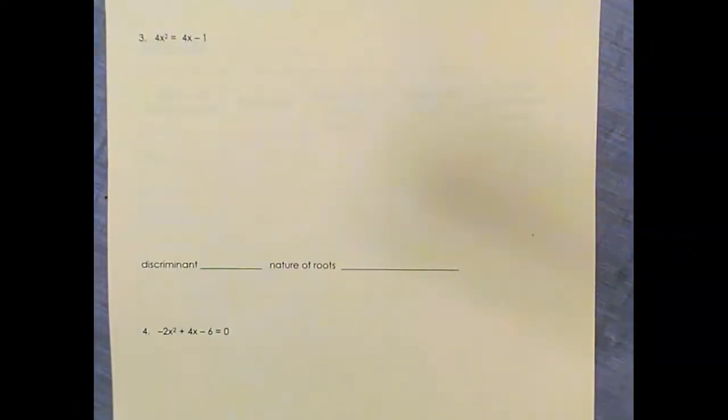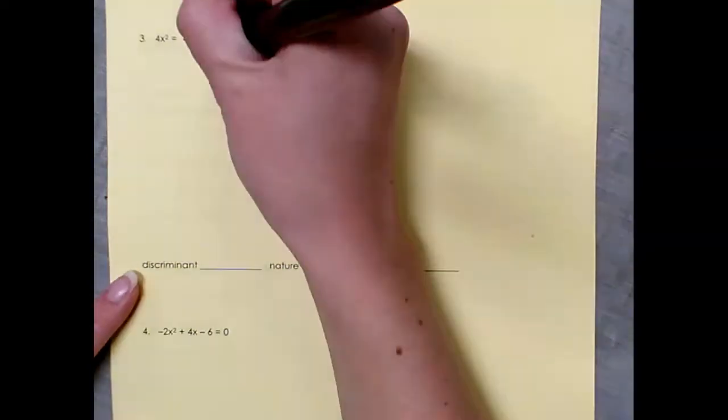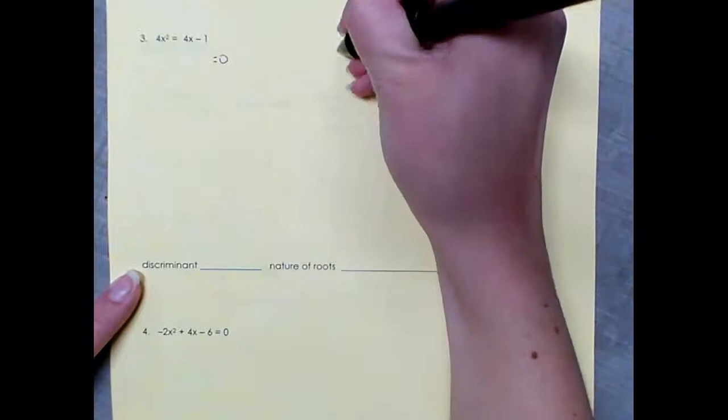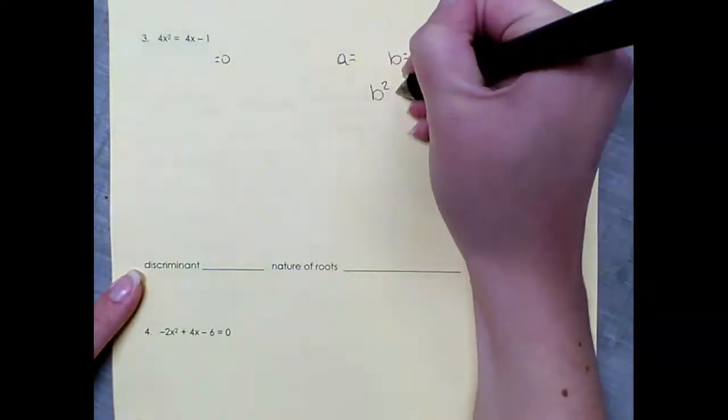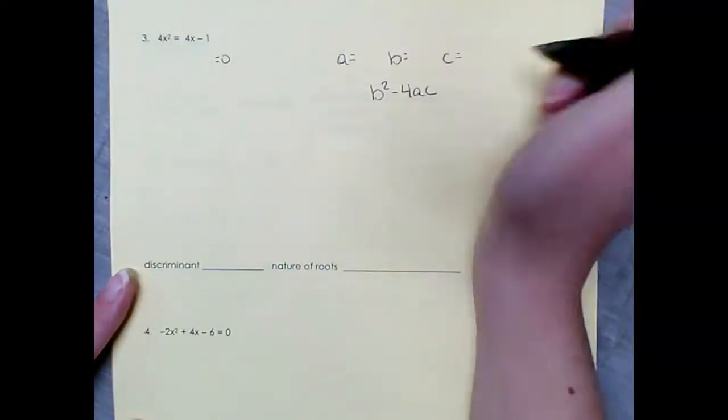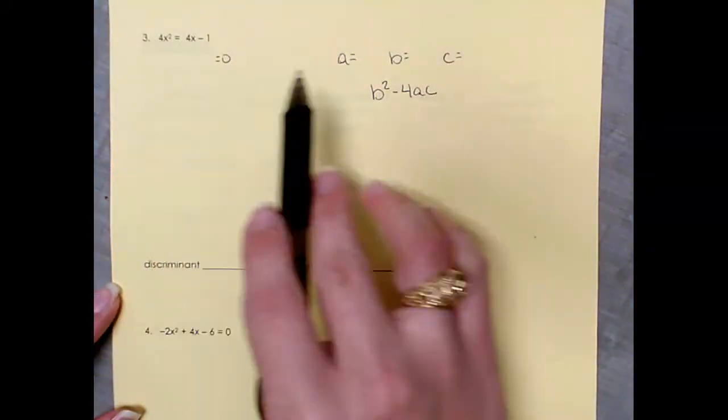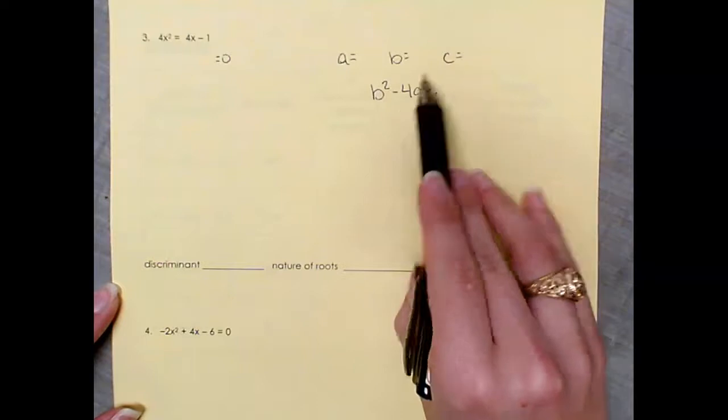So is this in standard form? No. So I want you to pause your video. I want you to, number 1, get this in standard form. So this needs to equal 0. Number 2, I need to get a, b, and c values. And then number 3, I need to substitute those values into my discriminant formula. So I want you to do that. Get your standard form, pick out a, b, and c, and substitute those values into your formula. Pause your video and try it out.